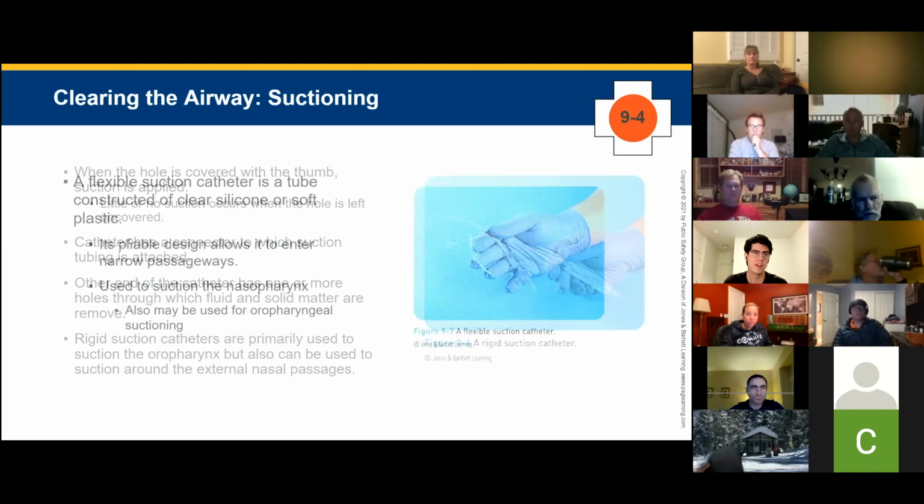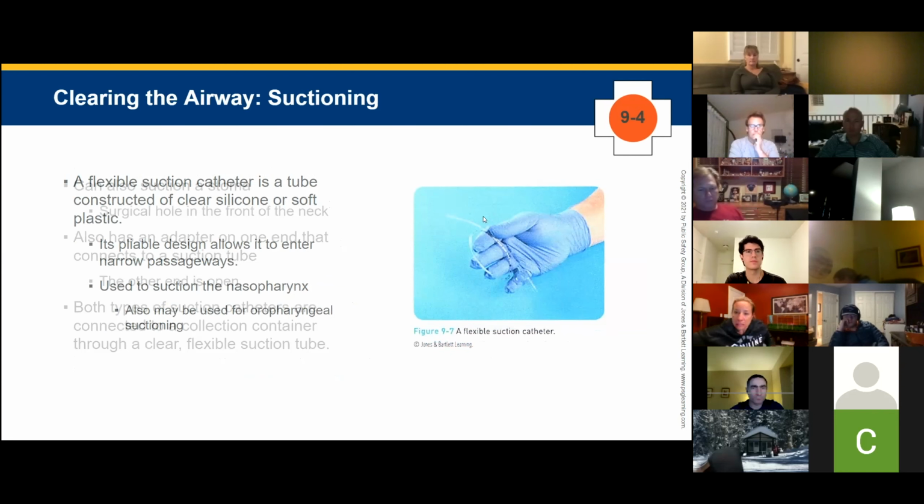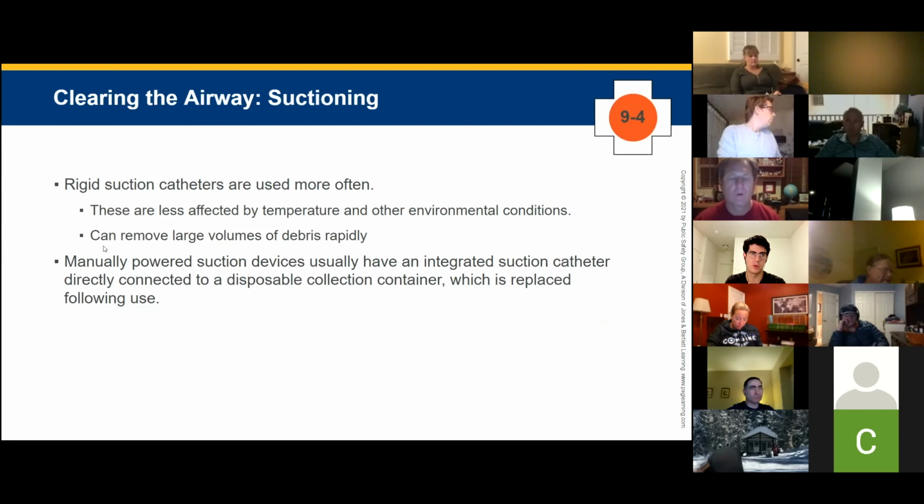And then this is the flexible one. Again, you can use it for narrow areas like the nose, less commonly used. You can also suction a stoma, which, if y'all know, is a hole put in someone's throat because they have some sort of cancer or for other reasons. If you're dealing with something like that, they can be kind of delicate, so maybe a smaller suction tip that's a little more bendy and pliable would be the thing to use there. All right, rigid suction catheters, the Yankauer, are used more often. They can remove large volumes of debris rapidly.